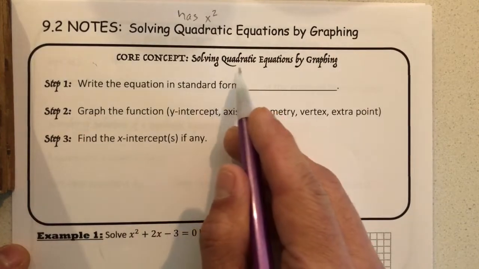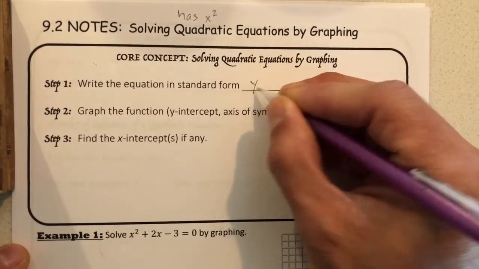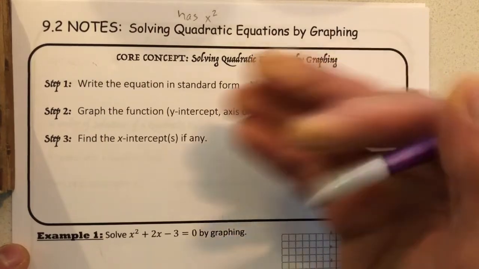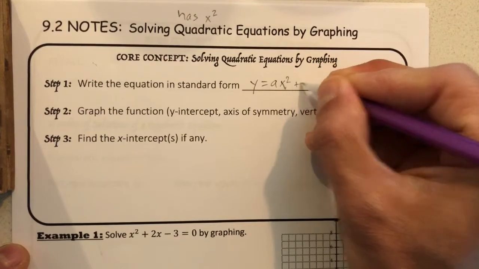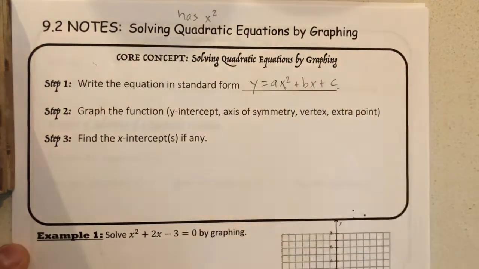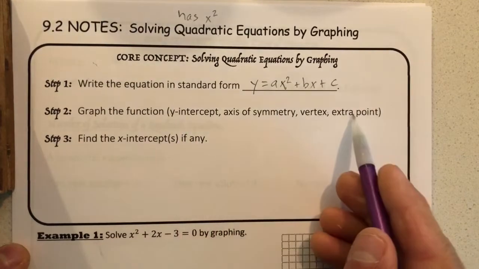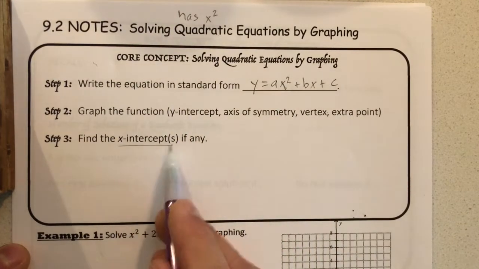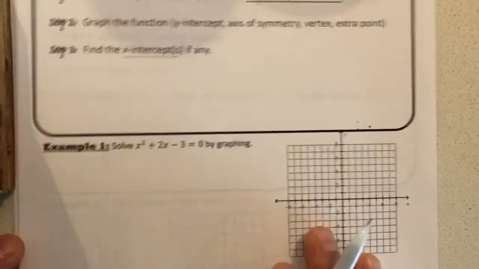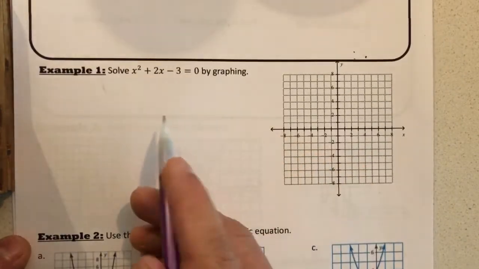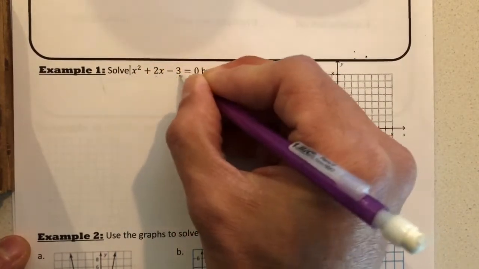First thing you're going to do to solve a quadratic equation by graphing is to write it in standard form, which was the way we would look at them to graph them, with the A, B, and C. And then once you've written it like this, we can graph it and find the x-intercepts. So let me show you an example. This will be actually the toughest example because you have to graph it. So here's our A, our B, and our C.